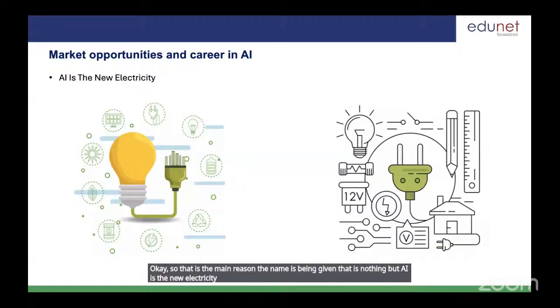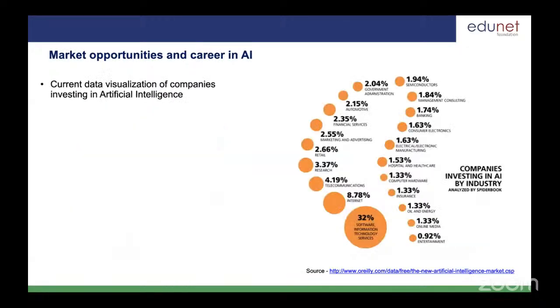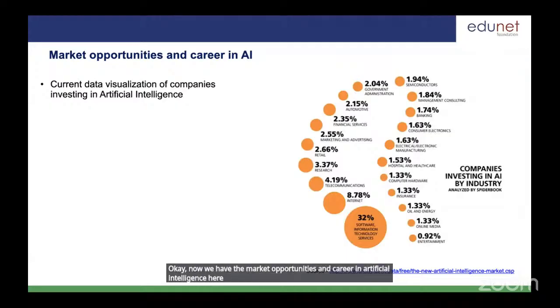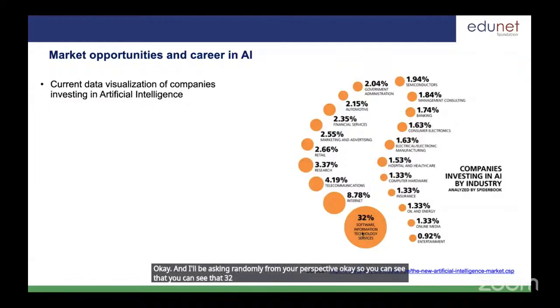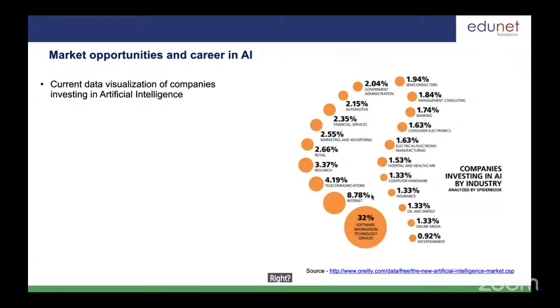Okay. Now we have the market opportunities and career in artificial intelligence here. You can see the visualization here, how each and every organization is giving the market opportunity. I just want you guys to have a close look at these figures, and I'll be asking randomly from your perspective. You can see that 32% is being given for software or IT services, right? And for internet, it is like 8.78%. Telecommunication, 4.19.